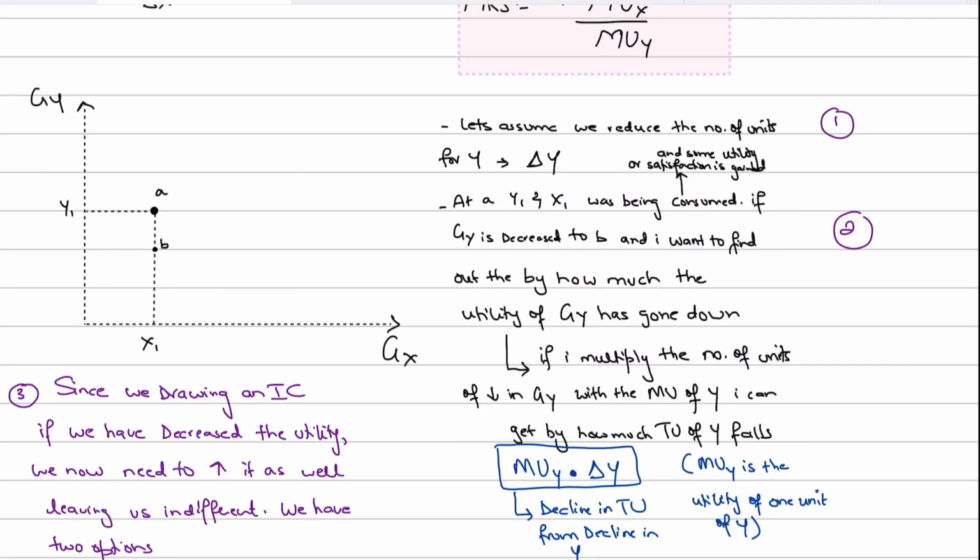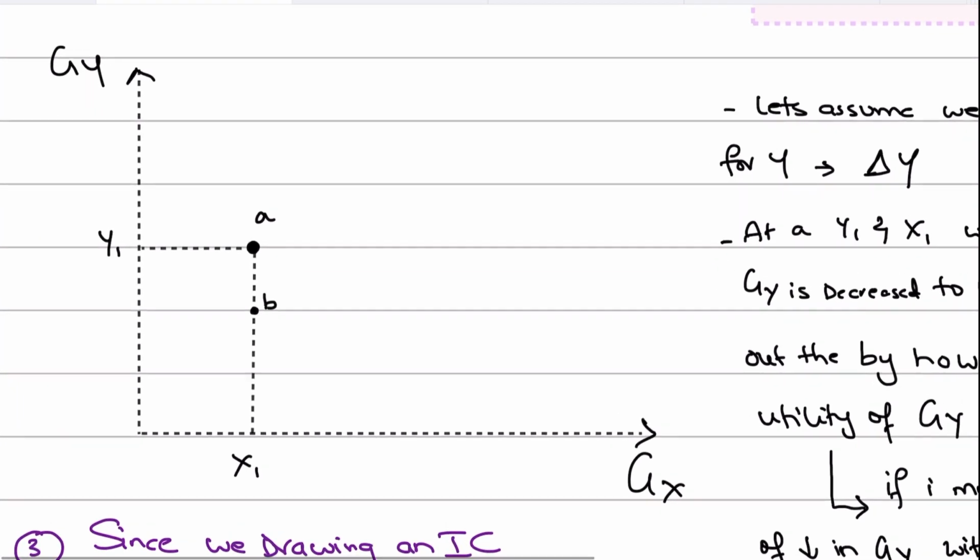So guys, let's say that you have a combination on an indifference curve, let's say combination A, where you're consuming y1 number of units for good y and x1 number of units for good x, with good x and good y being respectively on the x and the y axis, right? So guys, let's draw an imaginary indifference curve here, and we all know that as we move down the indifference curve, the total satisfaction or utility remains the same.